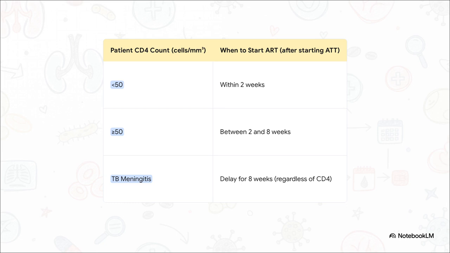For patients with a CD4 over 50, you have a bit more wiggle room, between 2 and 8 weeks. And please remember the critical exception. For TB meningitis, you always delay ART for 8 weeks to prevent dangerous inflammation in the brain.